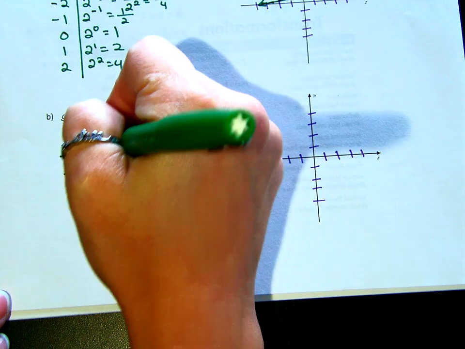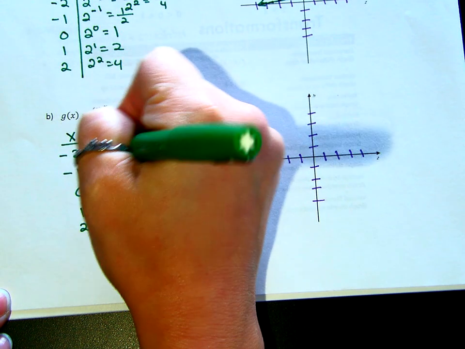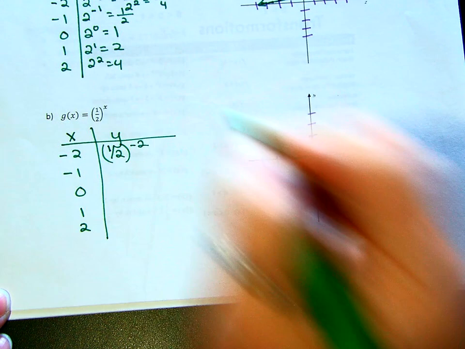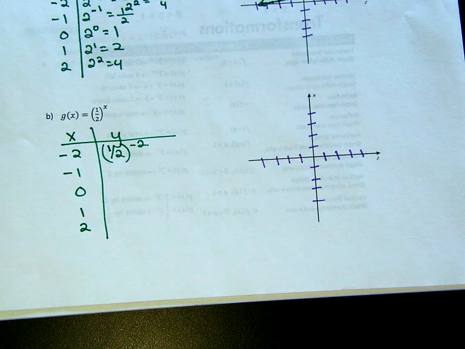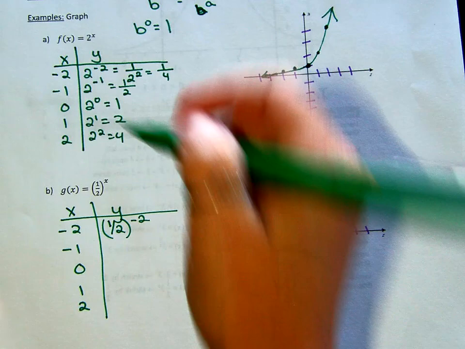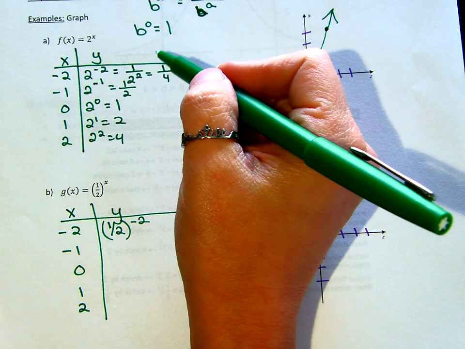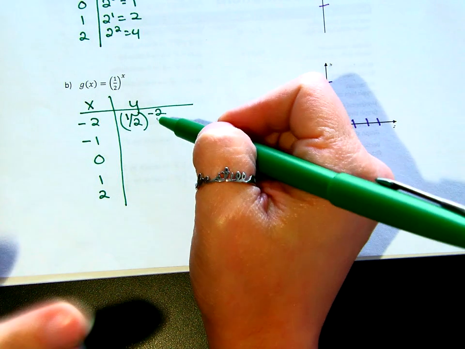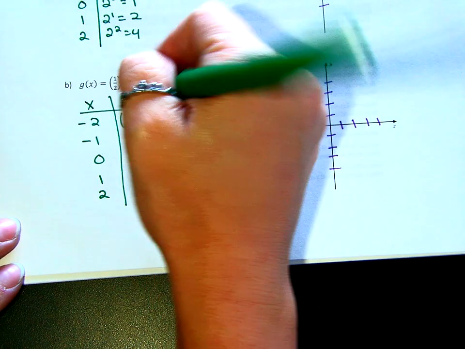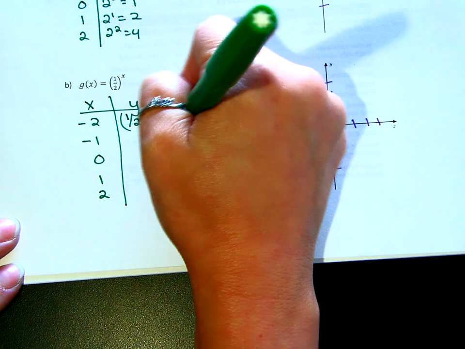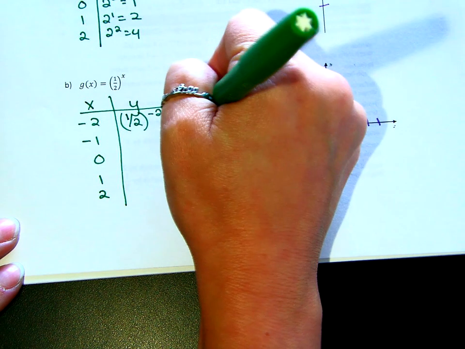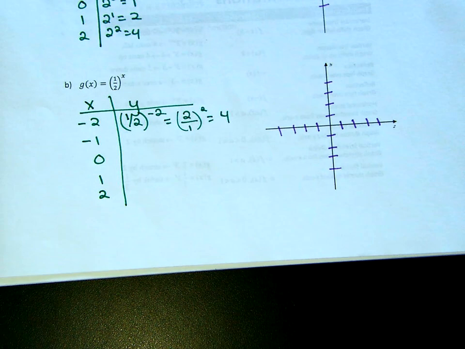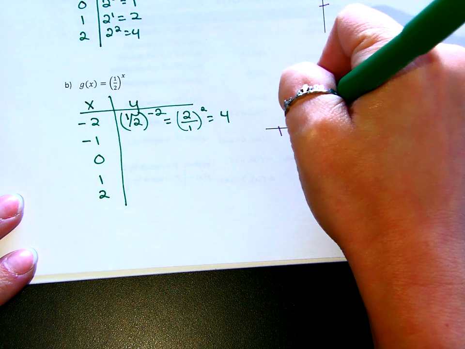This time our base is 1/2. So 1/2 to the -2 power. Well, up here, it turned a whole number into a fraction. Down here, it does the opposite. It flips it. So instead of 1 over 2, I now have 2 over 1, and that's being squared, so that's 4. Fractions raised to negative exponents become larger numbers. So at -2, I'm at +4.